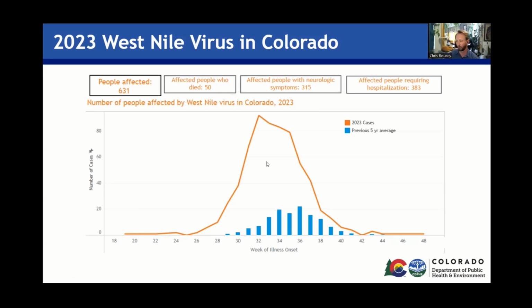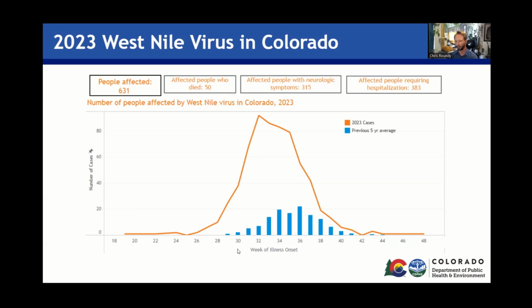This graph shows the human cases. Along the bottom, we see weeks of the year. And along that y-axis, we've got the number of cases. This is confirmed human cases. The bars along the bottom are our previous 5-year average. At worst, we typically see a little over 20 cases a week. And then look at that line of last year's cases.